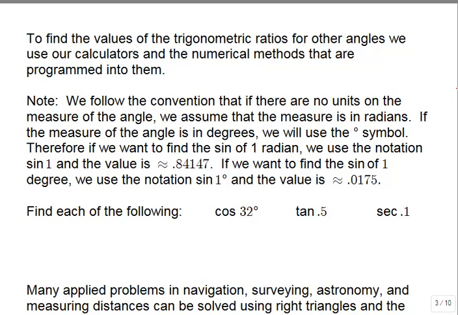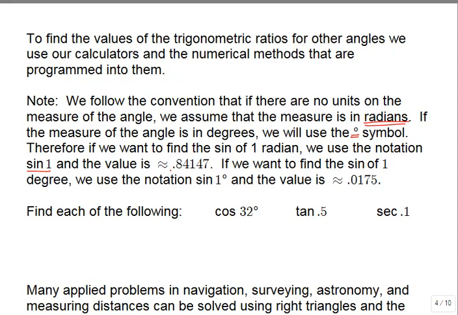Now, to find the values of the trigonometric ratios for other angles, the ones that aren't on that chart, then we have to use our calculator and some numerical methods that are programmed into these calculators. We're going to follow the convention that if there are no units written on the measure of an angle, then we're going to assume that it's in radians. If we want the measure of an angle to be in degrees, then you have to see that little degree symbol. So for example, if the problem said, find the sine of 1 radian, then you would just write that sine of 1. You wouldn't see any units at all.